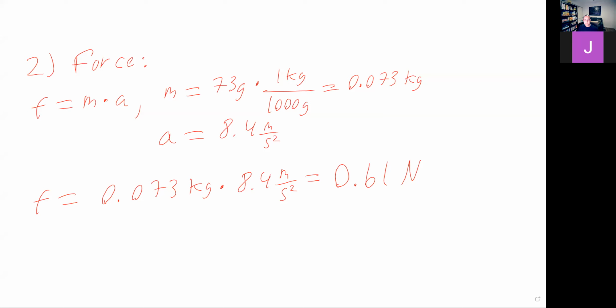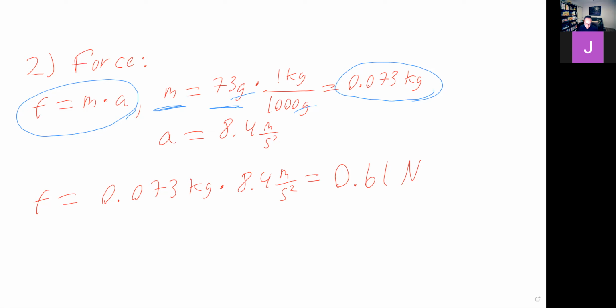All right, the second thing we can learn from this experiment is the force acting on the wiffle ball, or in your case, the golf ball. So how do we find that force? We use Newton's second law equation, F equals ma. First we need our mass. The mass that I found on the balance was 73 grams. I multiply that by 1 kilogram per 1,000 grams. Grams cancel out, and I get my mass equals 0.073 kilograms.